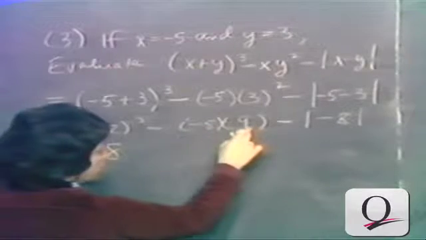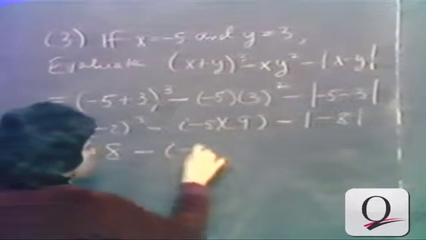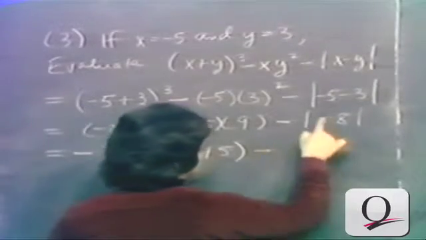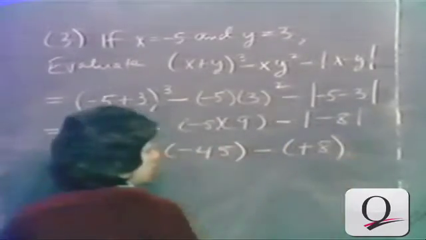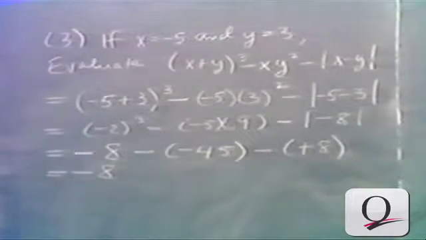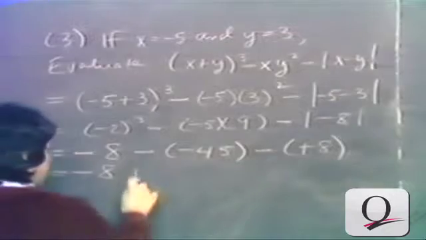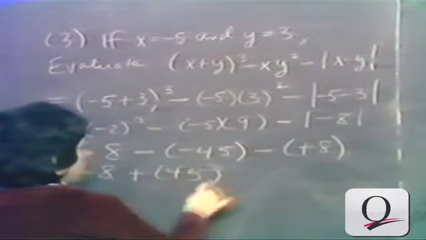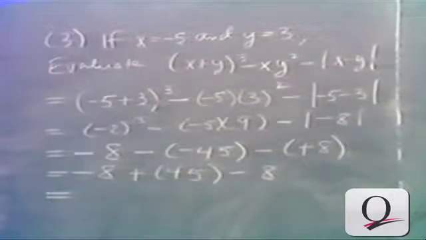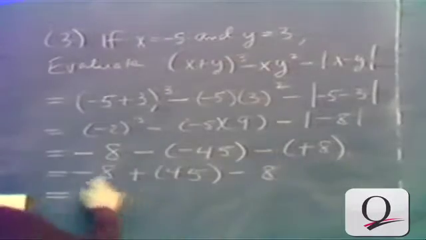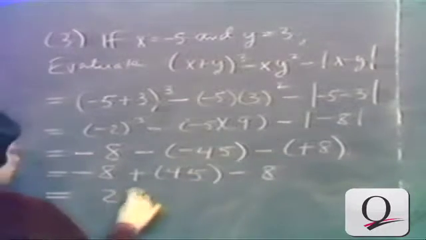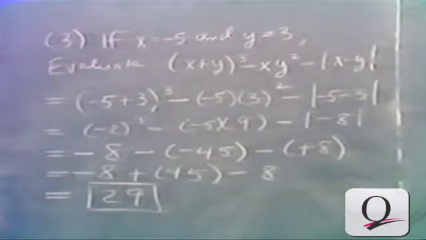Now, minus 5 times 9 is minus 45, so take away minus 45. Take away now, the absolute value of minus 8 is plus 8. So we have minus 8. When you're subtracting a minus 45, that's like adding a plus 45. And here, take away 8. So we get 45 minus 16 for a final answer of 29.